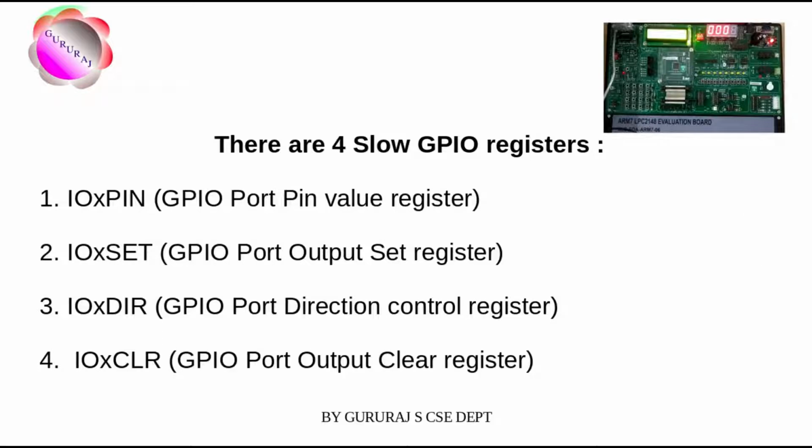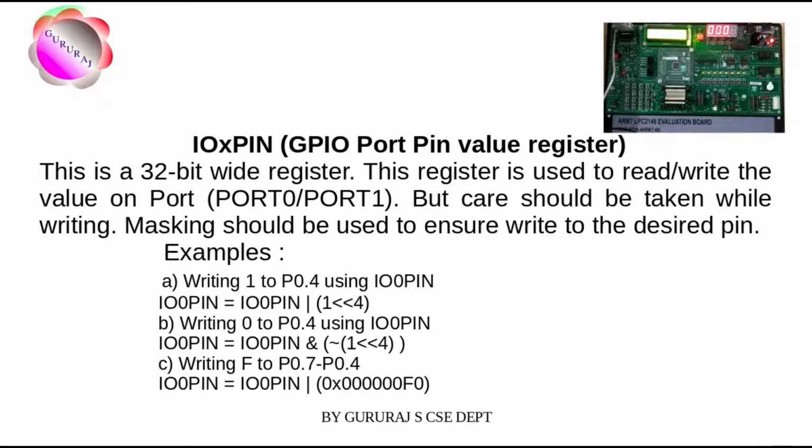Now there are 4 slow GPIO registers, or you can simply say GPIO registers. We are programming all these things. First one is IOXPIN. X means here either 0 or 1: 0 for port 0, 1 for port 1. Then IOXSET, IOXDIR, IOXCLR. So we will see them one by one in detail.